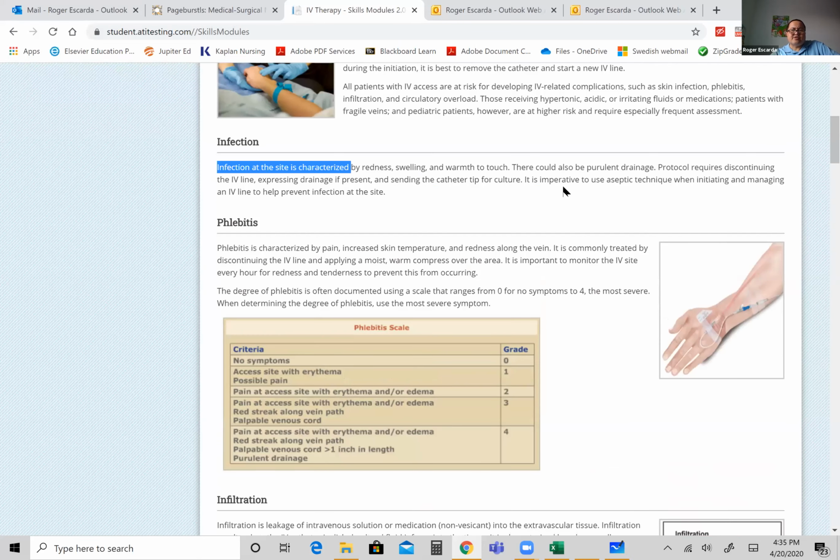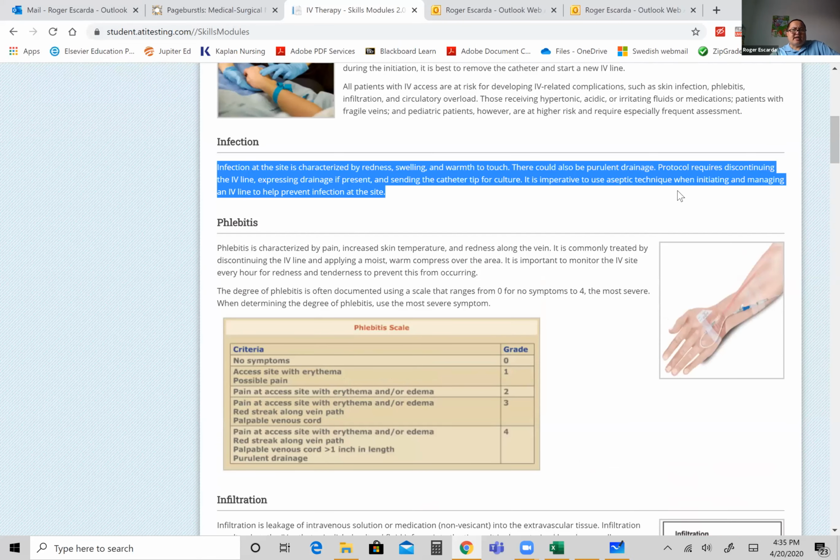Same thing for infection. If you have signs of infection, you of course discontinue it, but the doctor may want to be notified. Especially if the patient has signs of a systemic infection rather than local, then the doctor would want you to send the catheter to the lab for culture. He wants to know what's growing in it. If there's something growing in it, it's probably the same thing growing in the patient's blood culture.